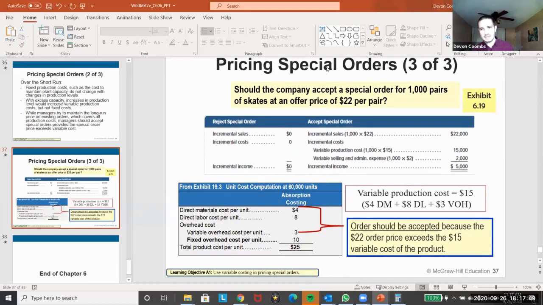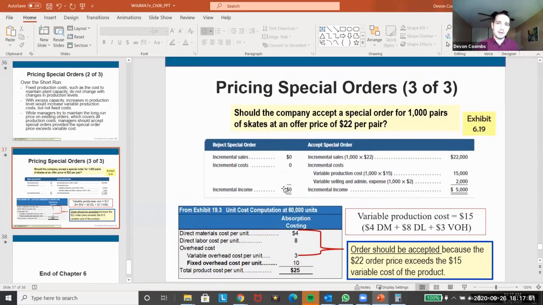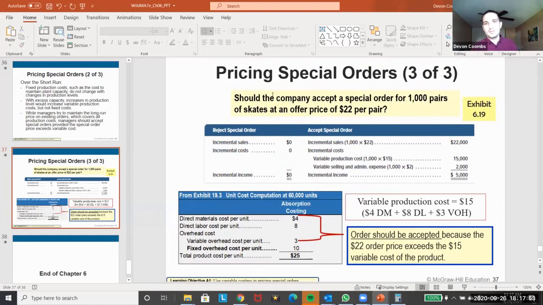I'm not going to do any questions on the quiz related to this pricing of special orders, but I'll just go over it. So the idea here is, should the company accept a special order for 1,000 pairs of skates at an offer price of $22 per pair? The special order maybe has a special branding or something. And so we'll have to do this cost benefit analysis.